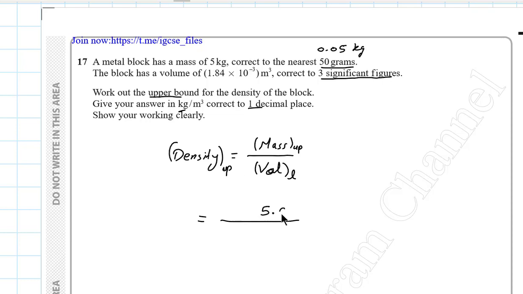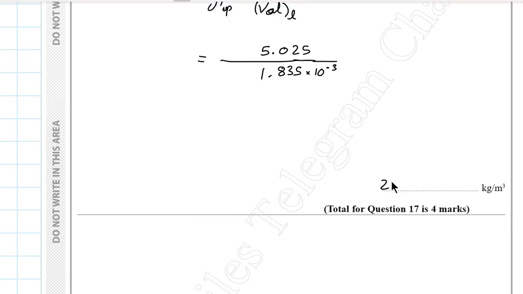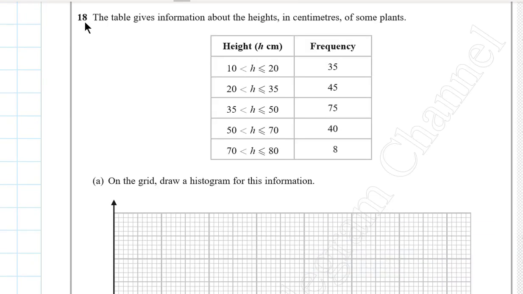So we have 5.025, okay? And for the volume, 1.84 times this number, we should get its lower bound. This is correct to 3 significant figures, so we can write 1.835 because it is the lower bound, okay? And then times 10 to the power of -3. The answer should be 2738.4 to 1 decimal place, okay?